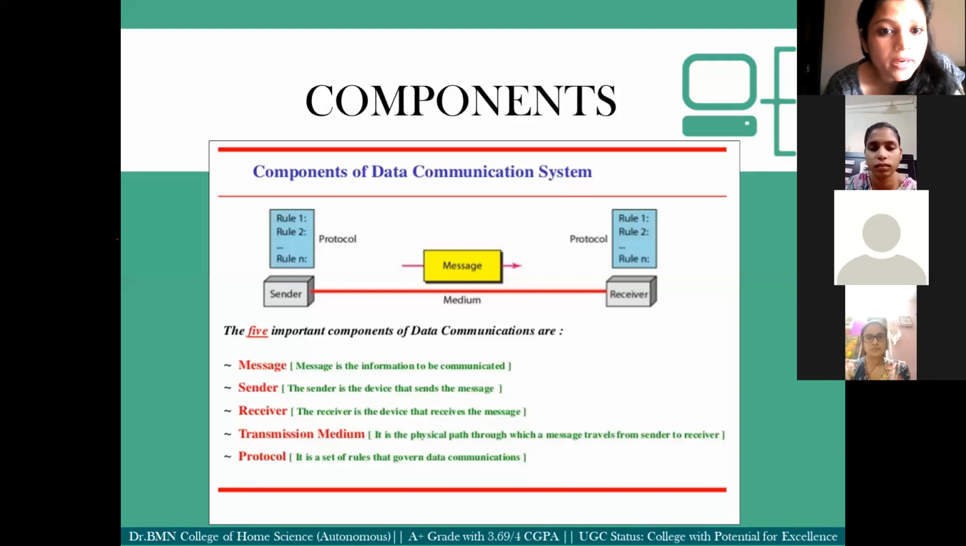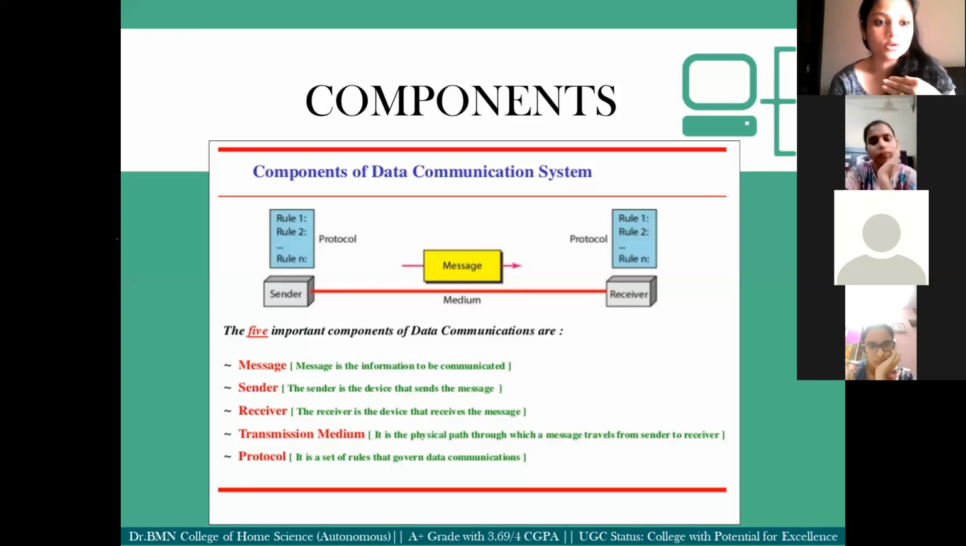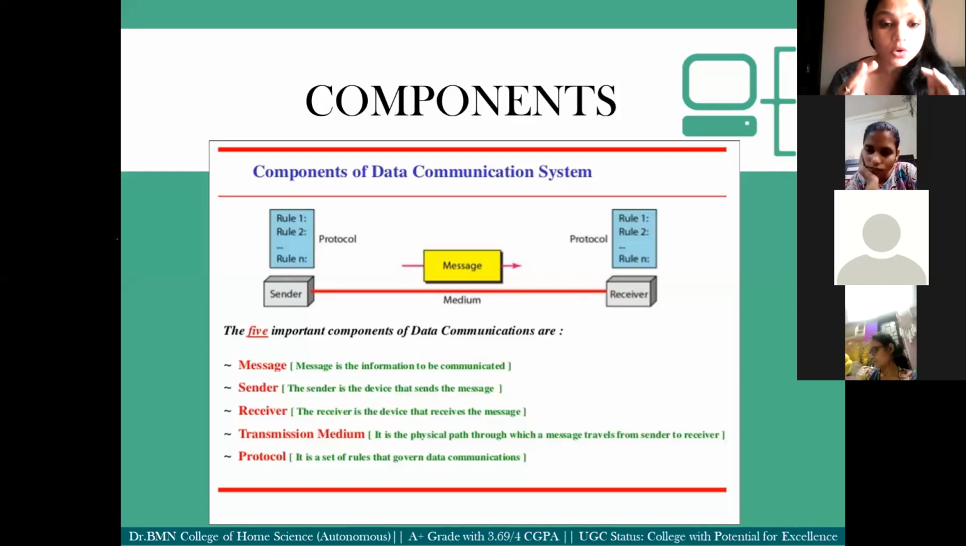Then the last component of the data communication system is protocol. The definition of protocol that they have given is a set of rules that governs the data communications. If I give you a very simple example, suppose I am talking to one of the students, let's say I'm talking to Riddhi. Between Riddhi and me, there is an agreement that we both understand the English language, and so we are going to talk to each other in English. This is the protocol that we have decided, that whenever we communicate, we are going to communicate in English. So this is the protocol.